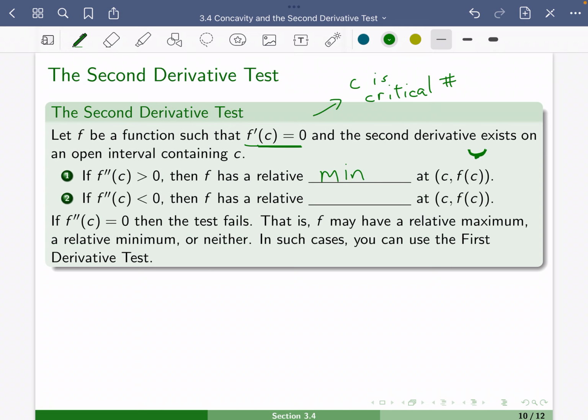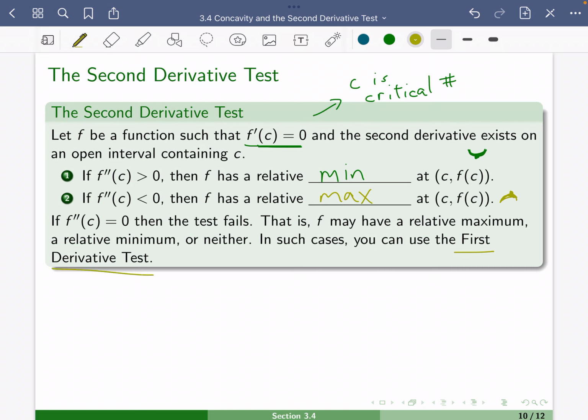On the other hand, if our second derivative is negative at c, it's curved down. So if that happens, we must be right at the top of a mountain, so we're at a relative max. If our second derivative is equal to 0, then this test fails. It could have a relative maximum or a relative minimum, or it could be neither at that point. In those cases, you would use the first derivative test.